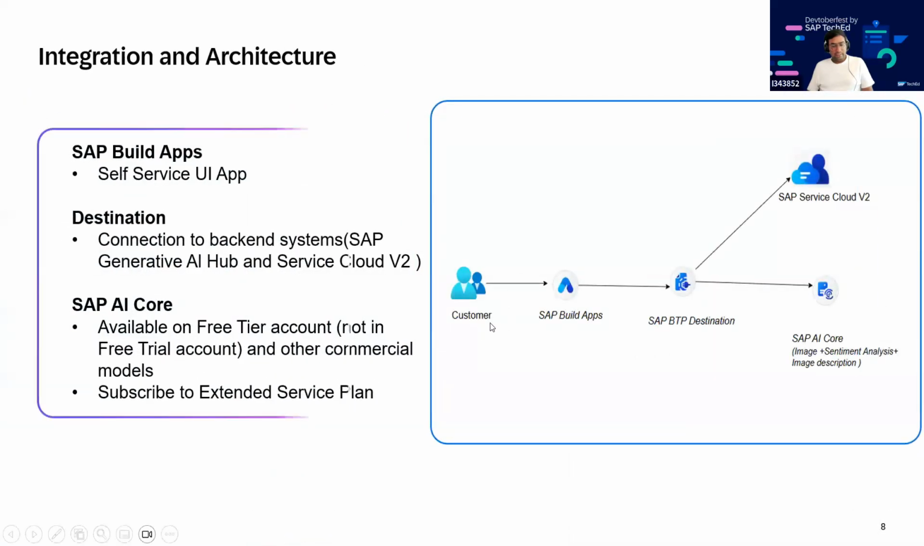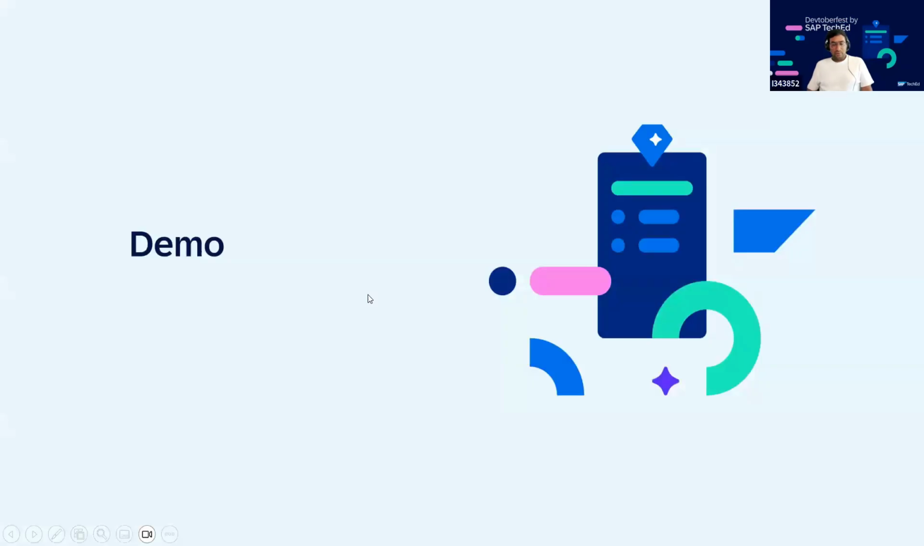Now in our demo scenario, we are trying to build a self-service portal, built on Build Apps, and we are trying to create a destination where it can consume the APIs from AI Core. Once that is done, we will use Service Cloud for the case creation. Now I will walk you through the demo.